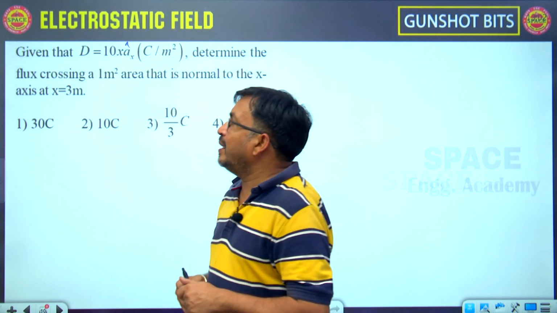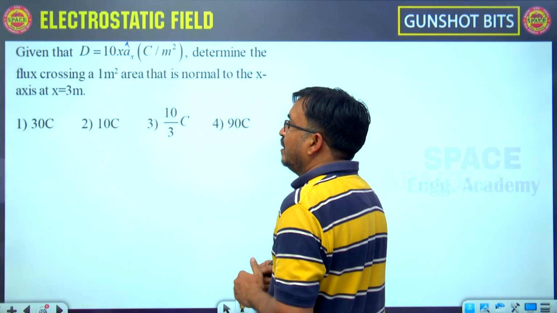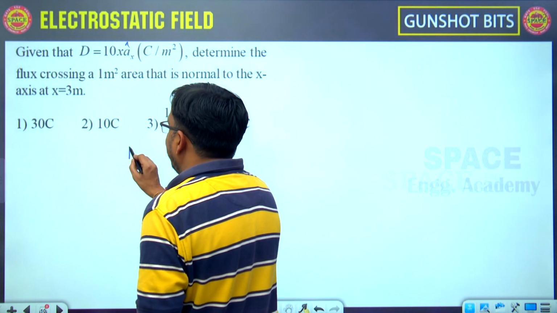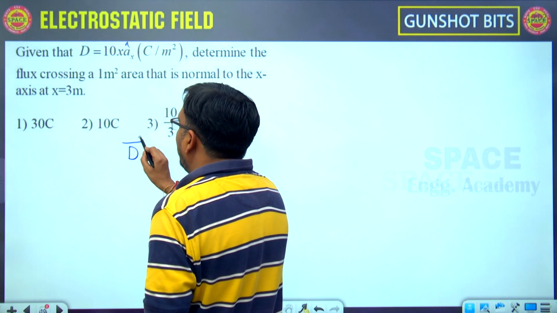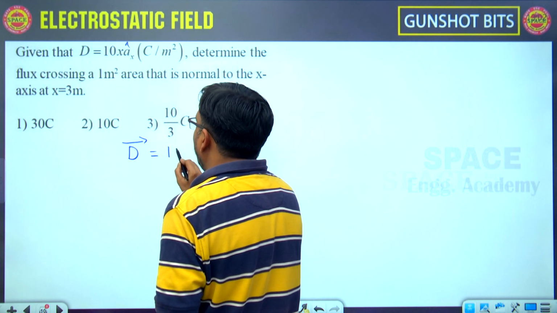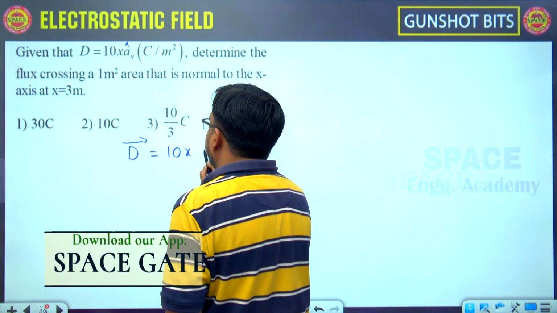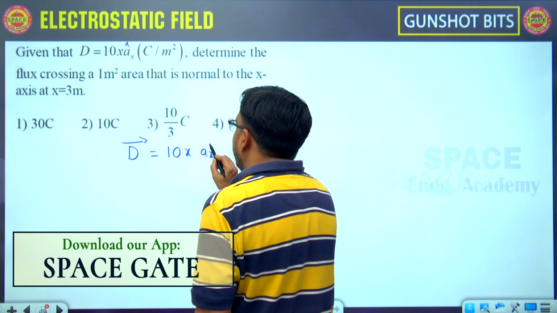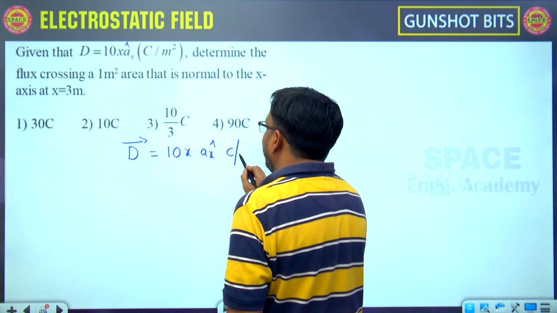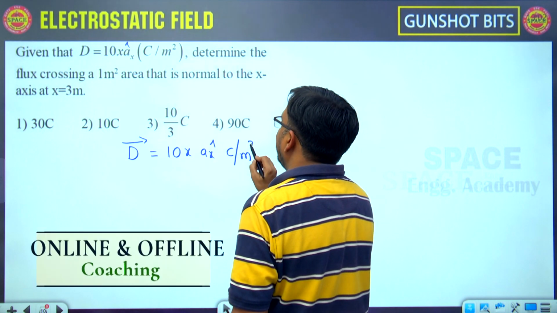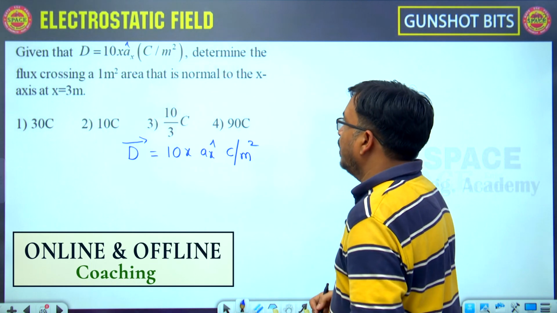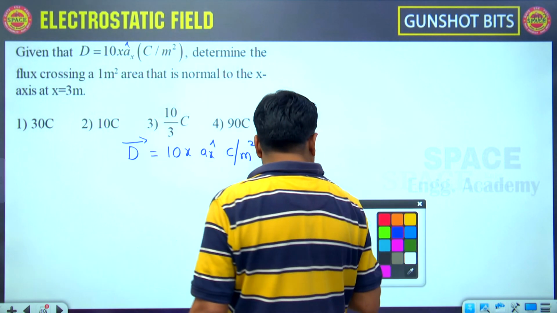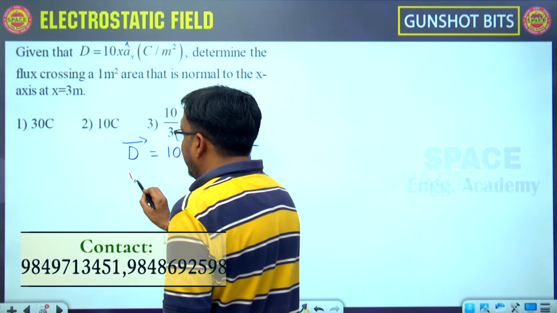So here what is the data given? First we will check. Electric flux density is given in rectangular coordinate system. D bar equal to 10x Ax cap. D bar is given as 10x Ax cap. What are the units? Coulombs per meter square. He is asking the electric flux. So I am writing here, electric flux symbol is psi.